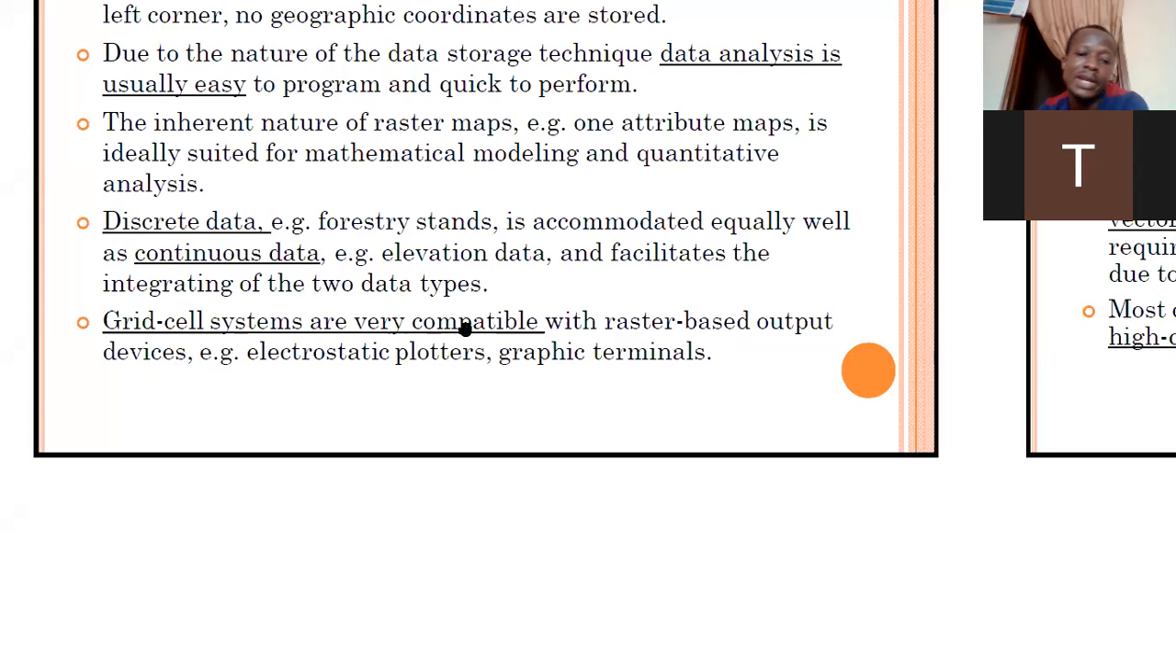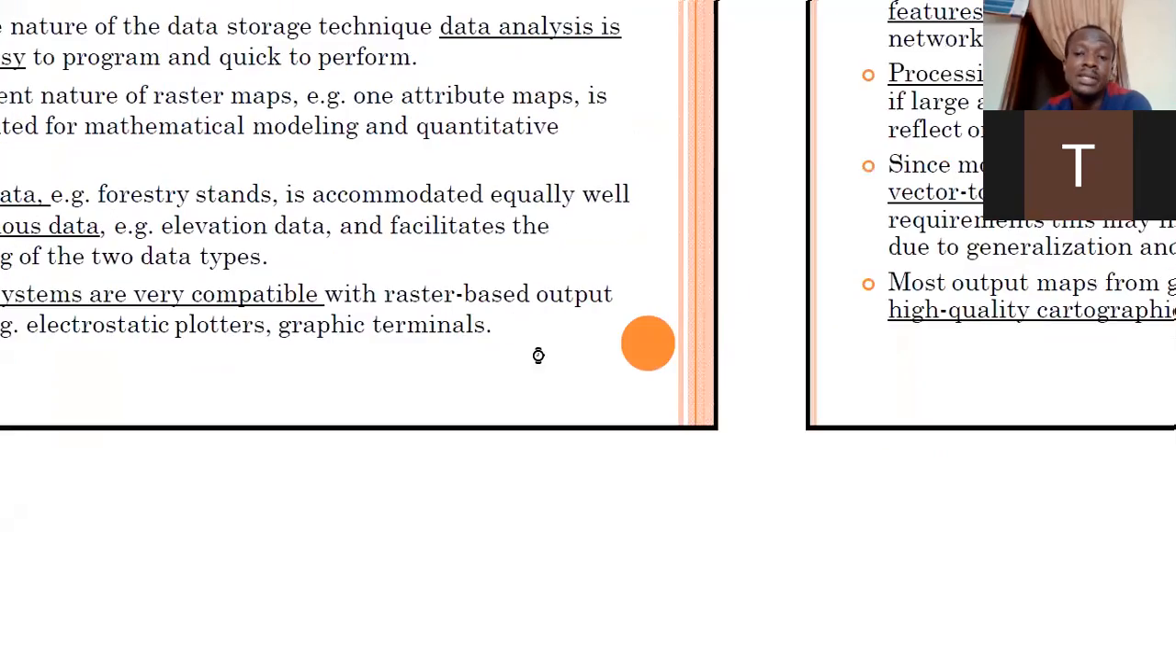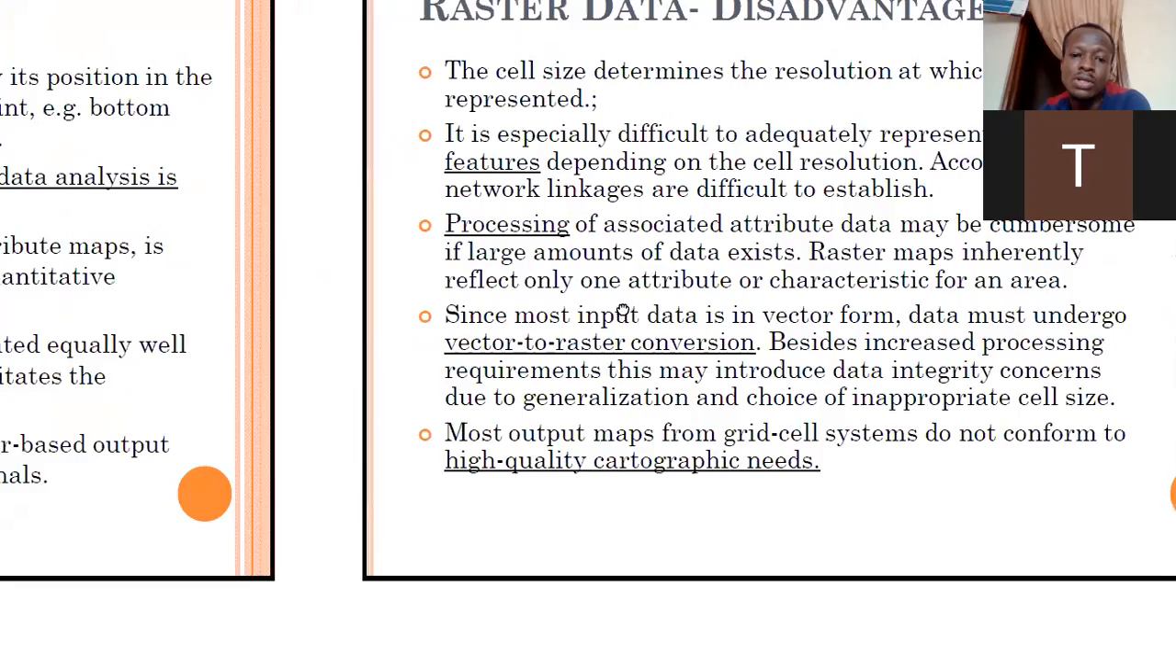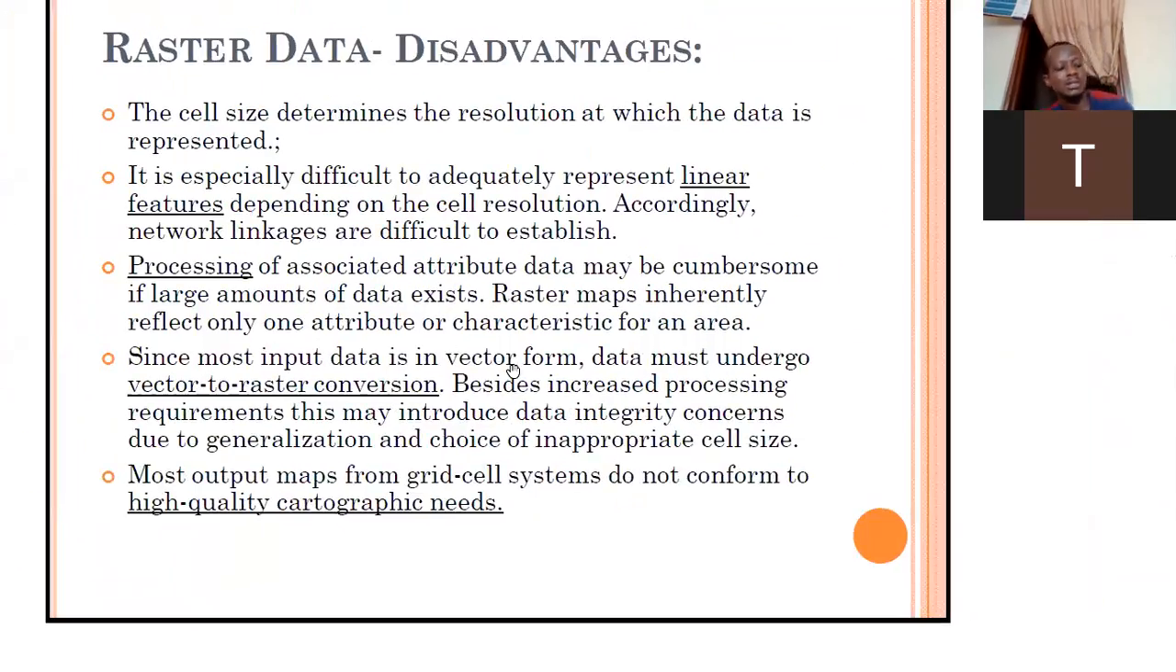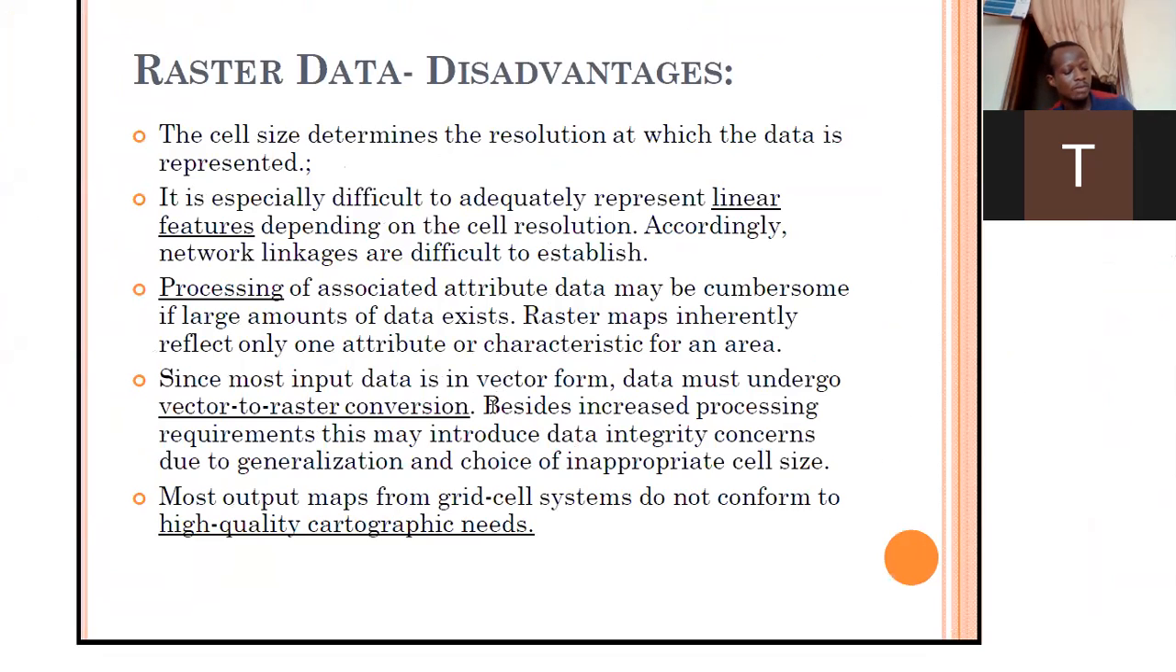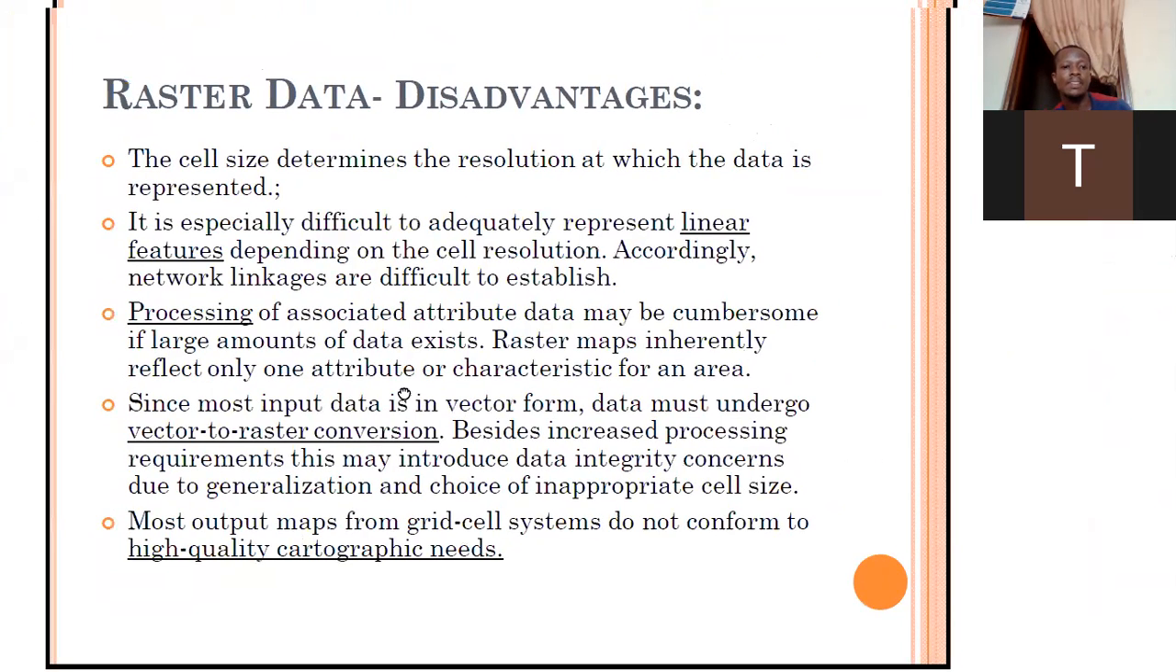Grid cell systems are very compatible with raster cell output devices, for example electrostatic plotters and graphic printers. Anything that allows you to capture data on a grid will work very well with our raster data model.